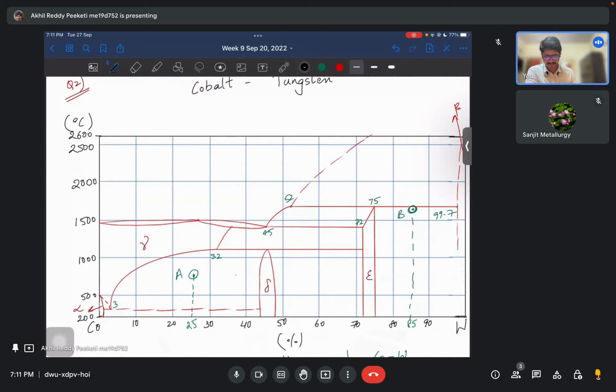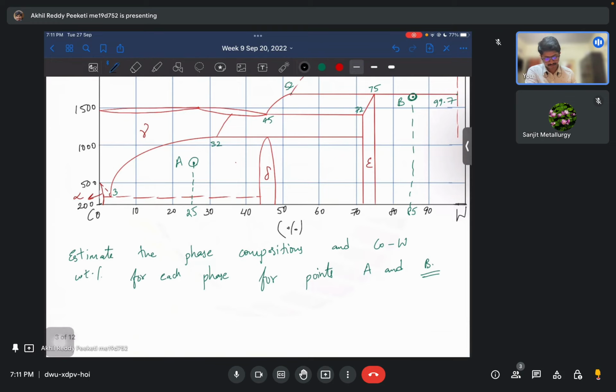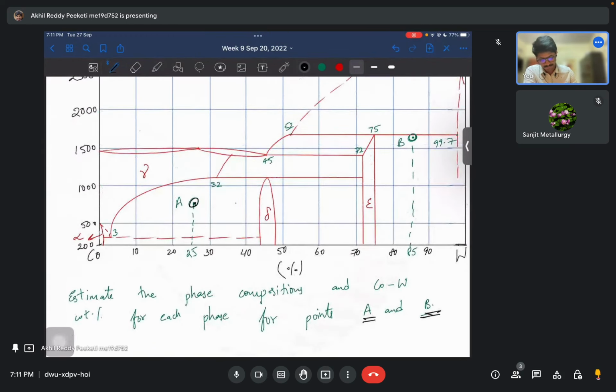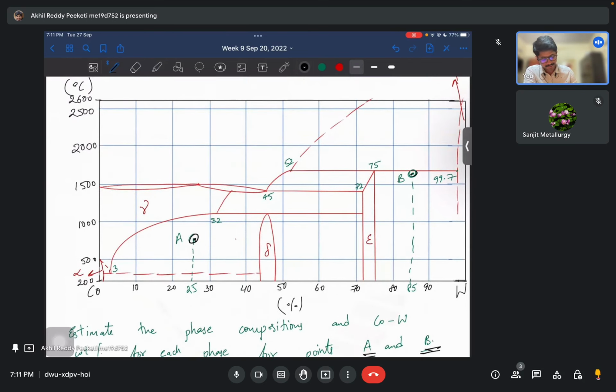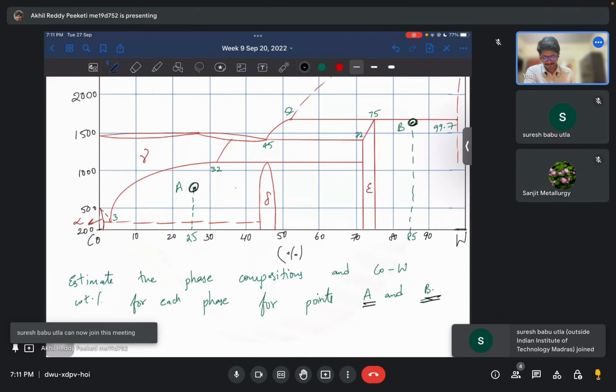So in the same phase diagram, the cobalt and tungsten phase diagram, now we need to identify the phase compositions and the cobalt weight percent for each phase for points A and B. So here we are given point A and point B. Now we need to identify what the phase compositions are. Okay. So first let's look at A.